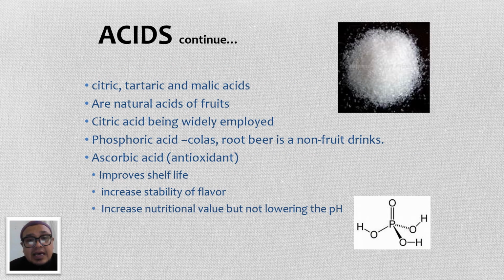Okay, citric acid, tartaric acid, and malic acid are natural acids, sugar of fruit, a source from fruit. Okay, citric acid is widely employed. Phosphoric acid is also put in colas and root beer, it is a non-food acid. Okay, ascorbic acid is an antioxidant, also known as vitamin C. It will improve shelf life, increase stability of flavor, and increase nutritional value, but does not lower the pH.